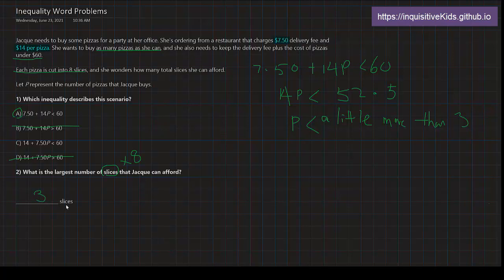But wait, is that the answer? This is asking for how many slices, and the 3 is how many pizzas there are. So that's not the answer to the problem. We still have to do 3 times 8, since there are 8 slices in one pizza and there are 3 pizzas. That's 24, so the answer is 24 slices. The largest number of slices that Jacque can afford is 24 slices.